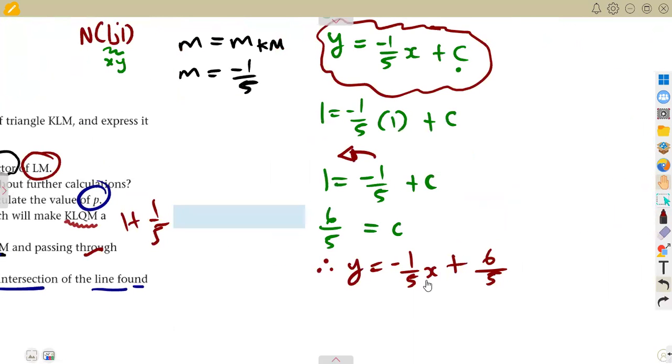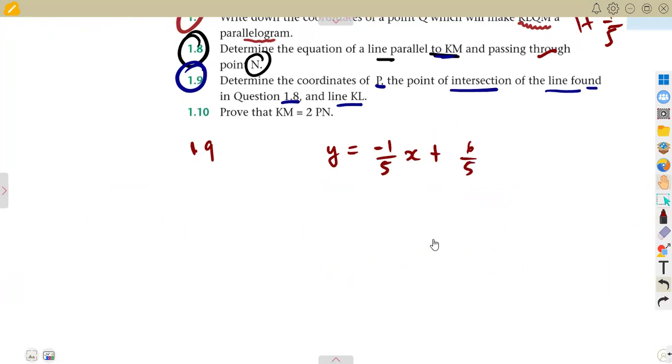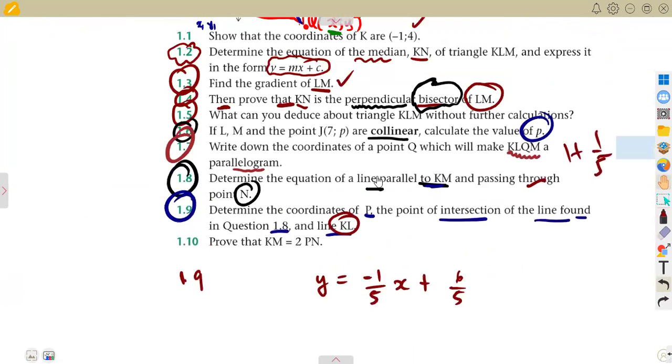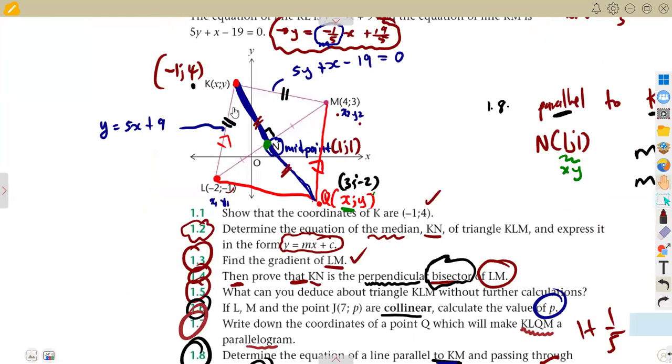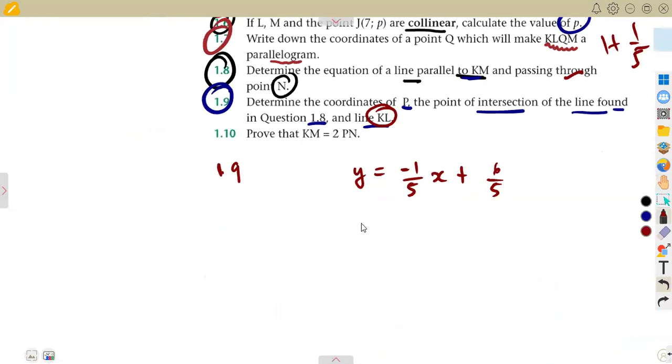This is the one. Y is equal to, so I'm just going to rewrite our equation. Y is equal to minus 1 over 5x plus 6 over 5. That was our equation. And we need the point of intersection of this and the line KL. For KL, remember, we have the equation y is equal to 5x plus 9. This is the equation of line KL. We are already given that equation.